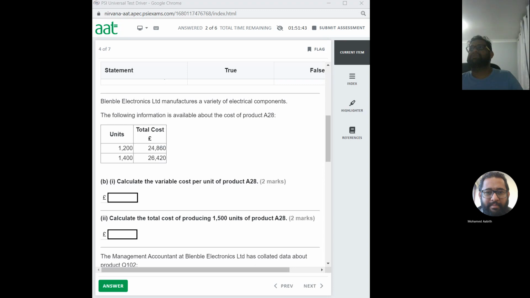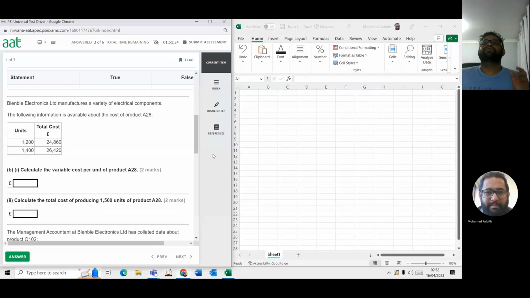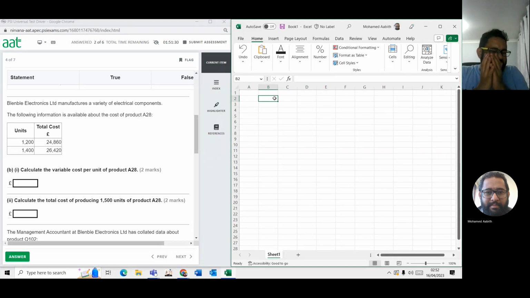Okay, let me share this differently. Share the windows, share the desktop. Okay, so now I have both of these. So I'll be able to show you how to do this. This is called the high-low method. You have done that at level 2 as well. But how many of you remember it every time? So it's good to check a way of doing it.